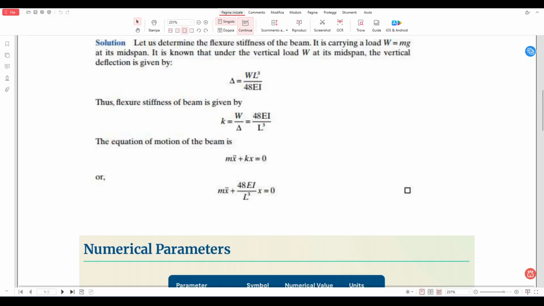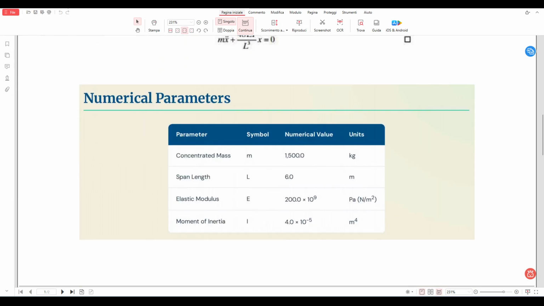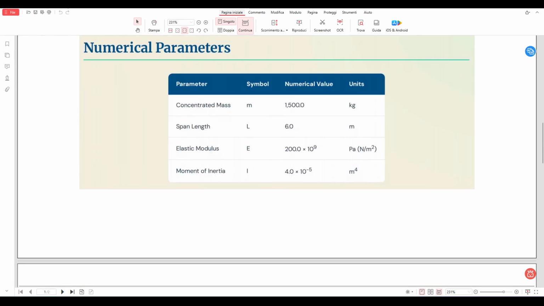The equation of motion in direction x, in this case the vertical, is m x double dot plus k x equal to 0. You put the value calculated before, and this is the equation. Now we can put in the parameters.